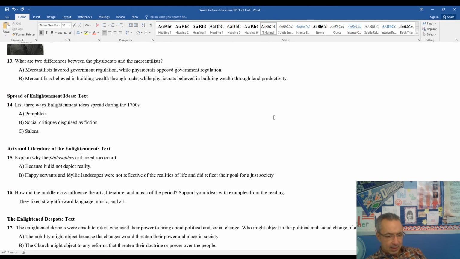(16) How did the middle class influence the arts, literature, and music of the period? They liked straightforward language, music, and art, very much matter of fact, very plain in nature.